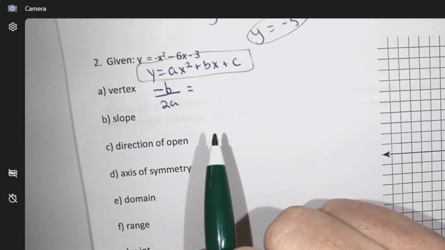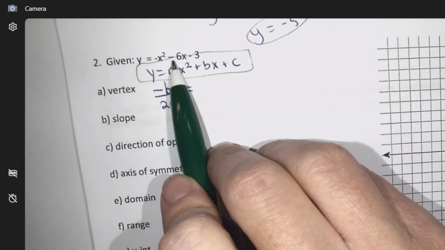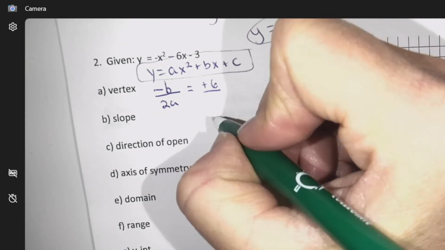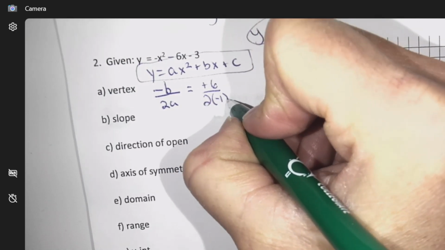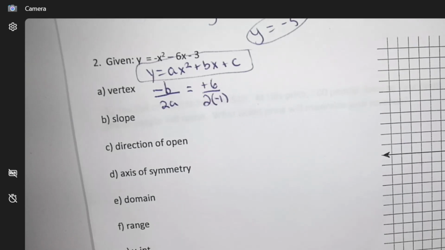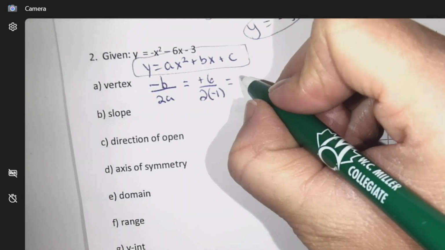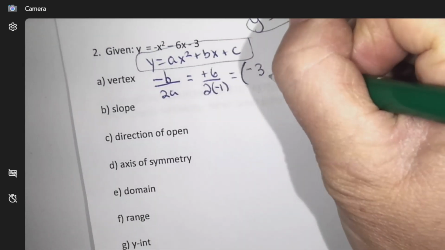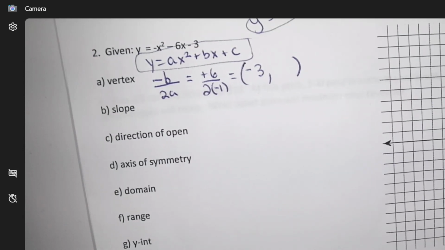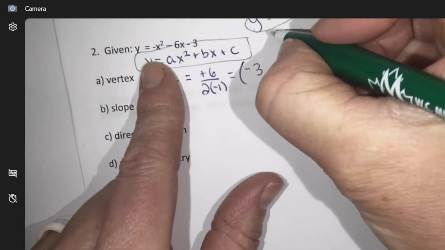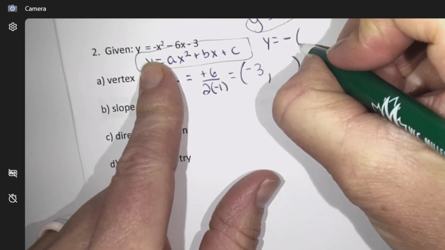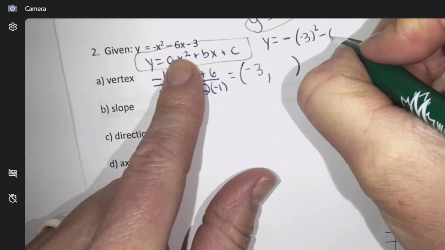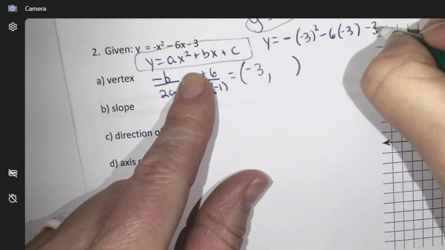Okay, so opposite of b, so opposite of this would be +6 over 2 times -1, which ends up being -3. So our vertex is -3, comma, what do you do? Plug in. So y equals the negative of -3 squared minus 6 times -3, subtract 3.